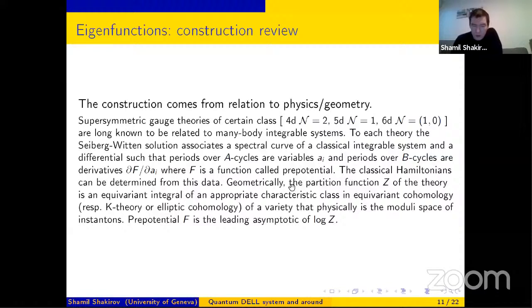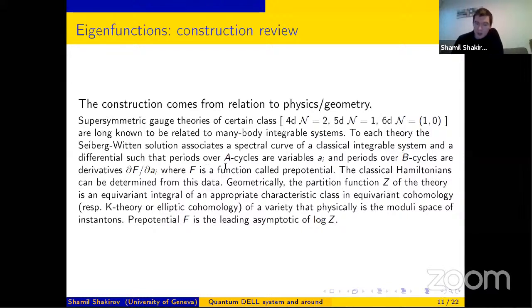And the statement of the relation to integrable systems is that the partition function of the theory asymptotically, in the limit when you switch off the equivariant parameters of the action, the leading asymptotics of that partition function is a function called prepotential, related to a spectral curve of an integrable system in the following way. You have a certain simple canonical differential on the curve, and you have integrals of that differential over A cycles and B cycles. The integrals over A cycles can be parameterized as variables a_i, and integrals over B cycles are then derivatives of a single function F over these variables a_i. So that is a relation of the geometrically defined partition function of the theory to integrable systems.